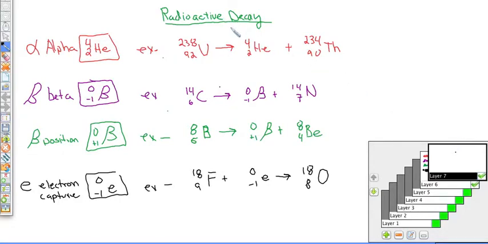Hello, welcome back. Looking at radioactive decay, and there's 4 types of radioactive decay. Most commonly, there's just these 2, and then there's energy that comes off of it called gamma radiation. So I'm just going to kind of quickly go over these 4 types of radiation.